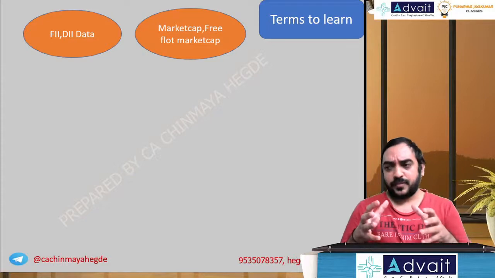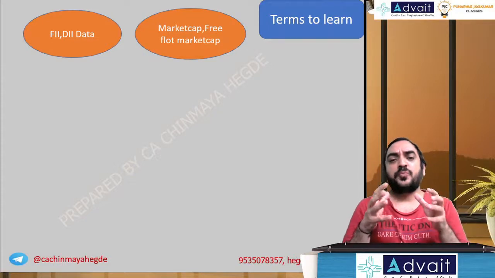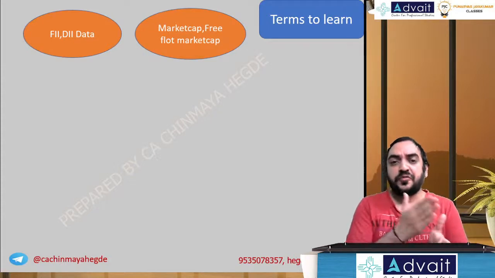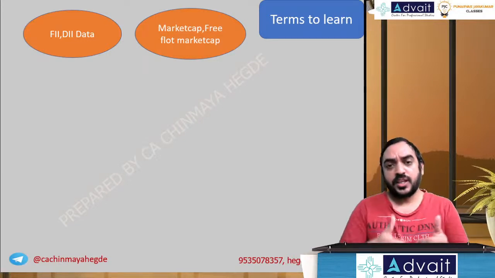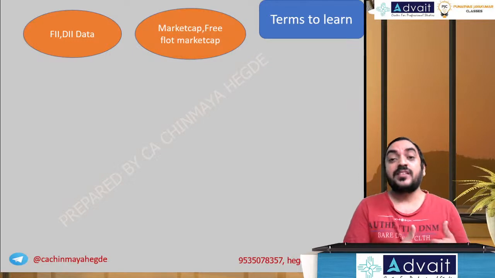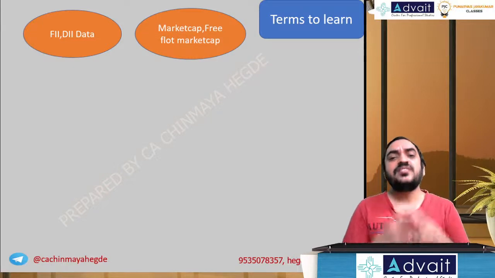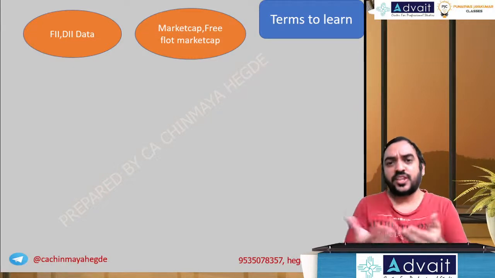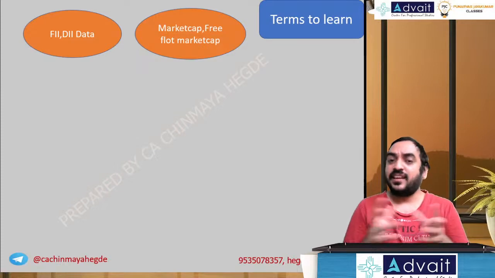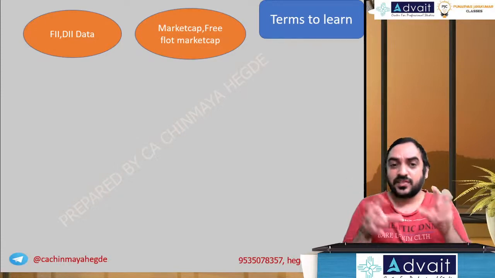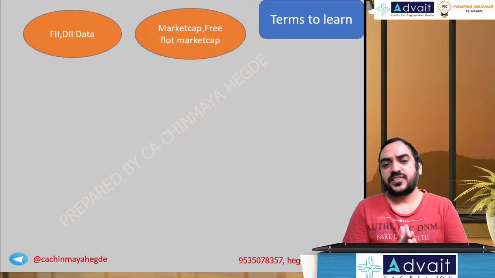In the market, there are broadly 3 kinds of players. One is FII, foreign institutional investors. Nowadays, it's called foreign portfolio investors. Then we have domestic institutional investors like PF organizations, LIC, mutual funds, who are institutions. And then individuals like you and me, who are called retail traders. So broadly 3 pillars: FII, DII, retailers.